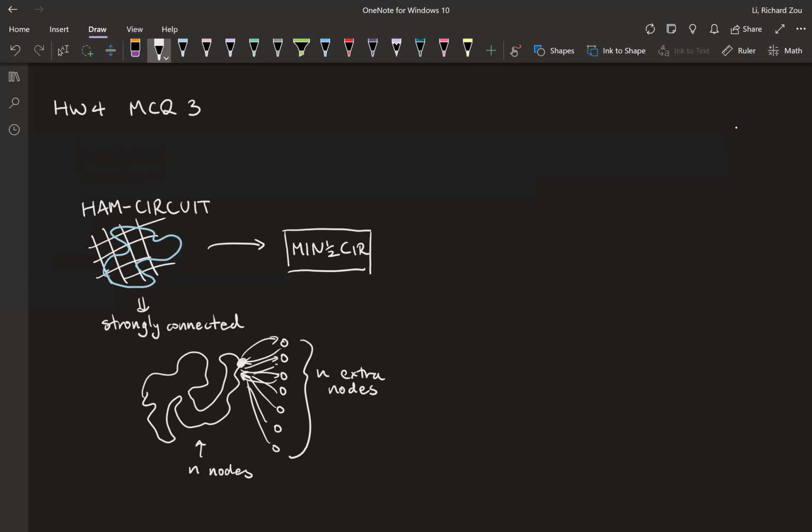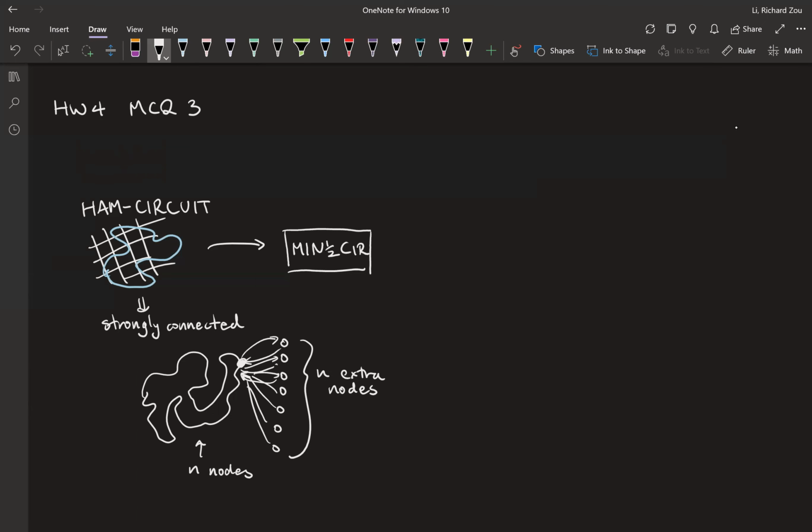So let's think about what this does. Now we have a graph with 2n nodes, okay? And we know that this graph has to be strongly connected. Because all we're doing is we take this big circuit that's already strongly connected, and we're adding a bunch of nodes, but we're adding return paths for each of these nodes. So these will be strongly connected as well. So the entire thing is strongly connected.